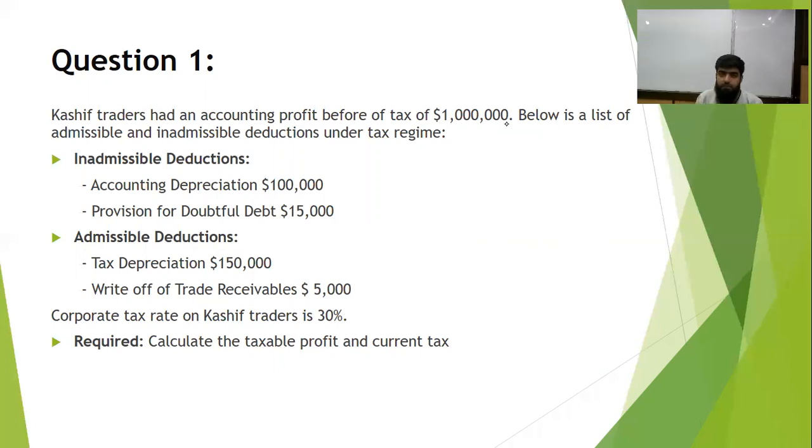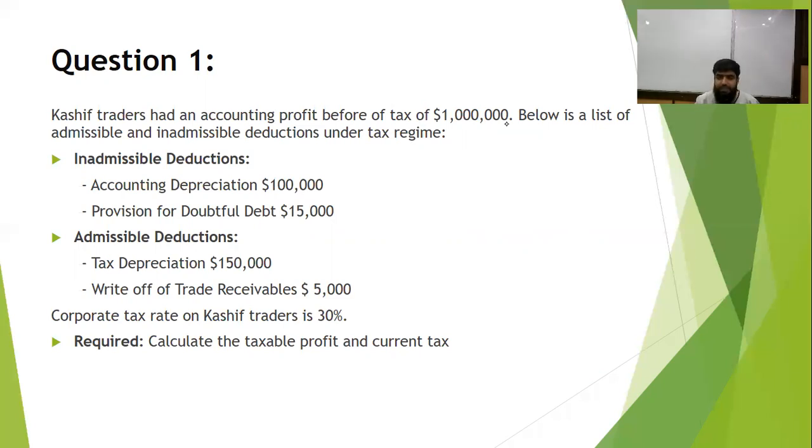Inadmissible deductions, that is deductions not allowed by the tax department: accounting depreciation $100,000, provision for doubtful debt $15,000. Admissible deductions, that is deductions allowed by the tax authorities: tax depreciation $150,000, and write-off of trade receivables, that is the debt to be written off, $5,000. So these are the admissible and inadmissible expenses.